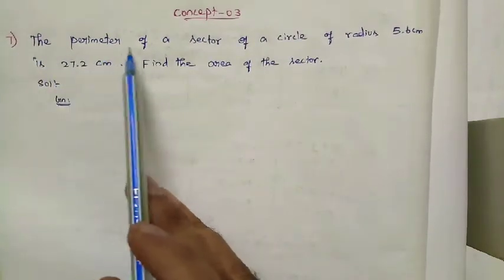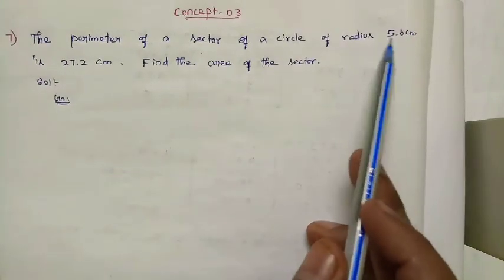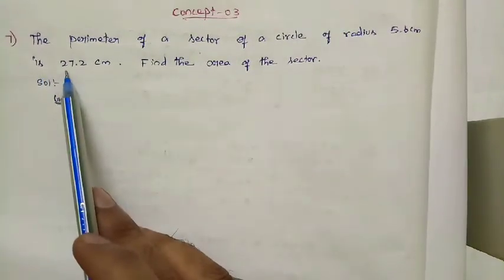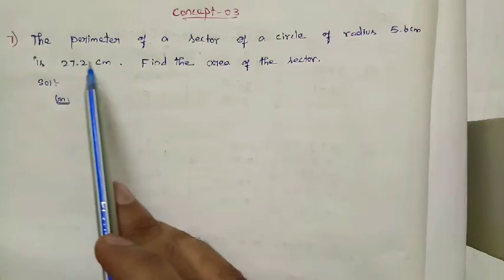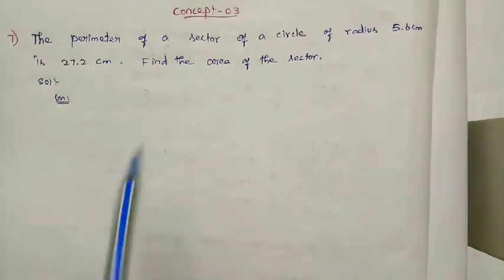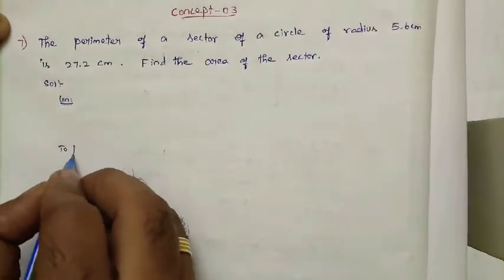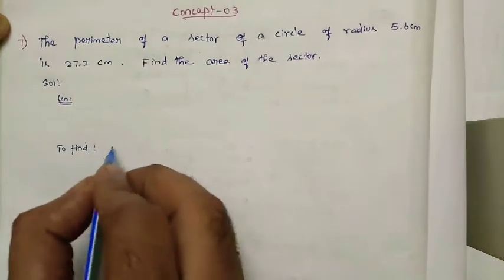The perimeter of a sector of a circle of radius 5.6 centimeter is 27.2 centimeter. Find the area of the sector. So, given and to find. What we want to find is the area of a sector, right?